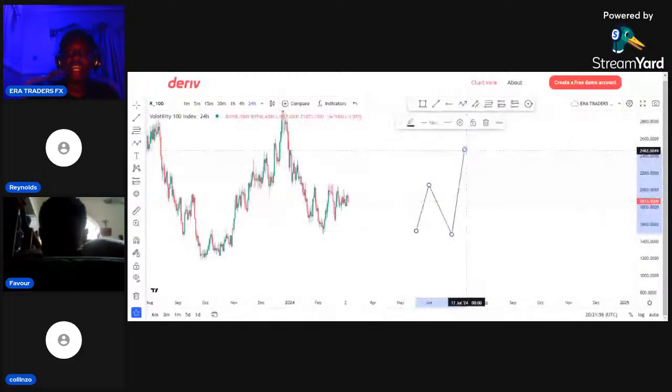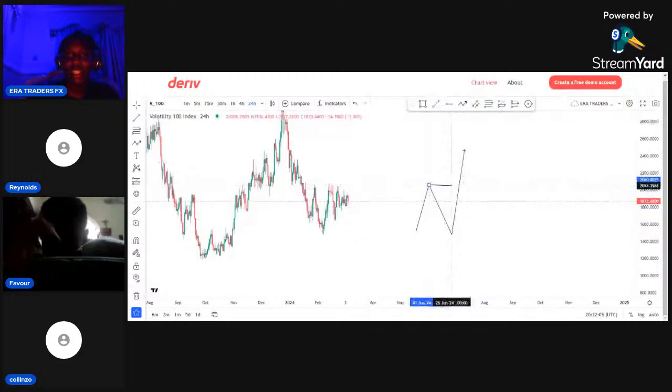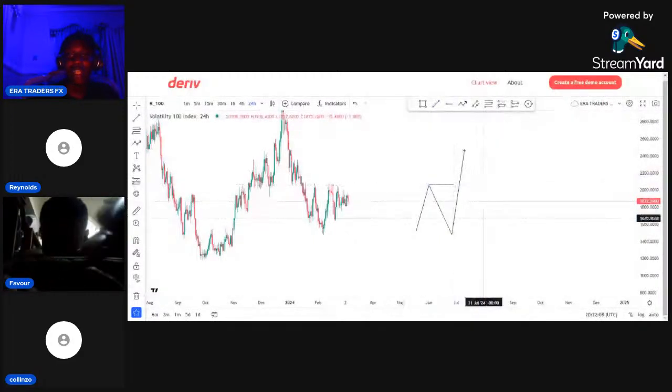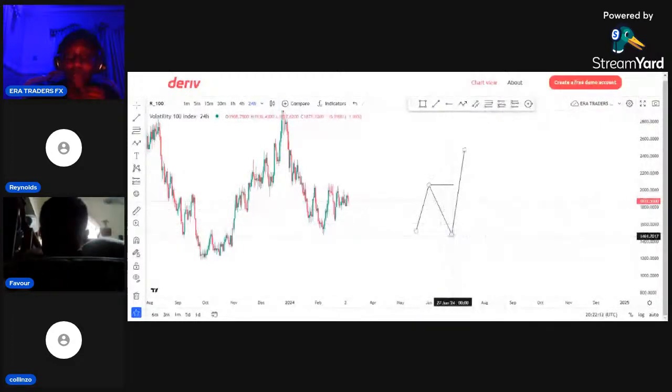What I mean by that is, after marking out your structure like this, the wick of the candle is where you mark out your higher high. Why we use the body is for break of structure. Before you can call this bar pushing up a break of structure, the body must close above this high.